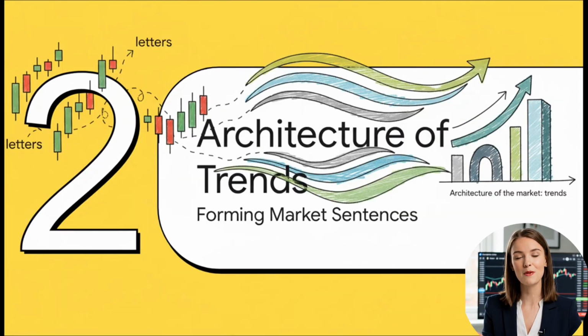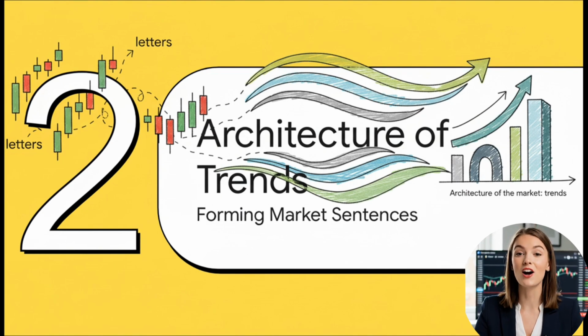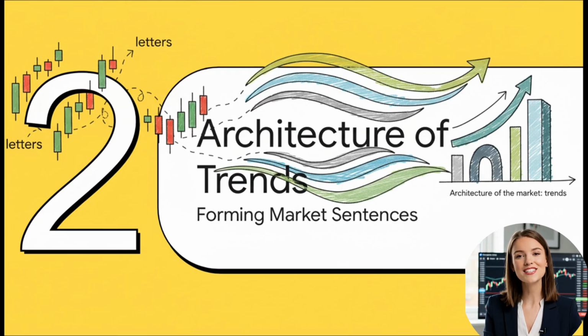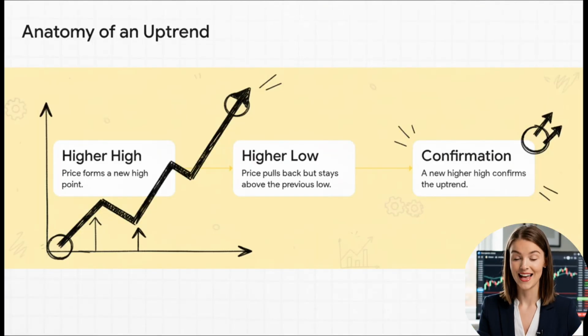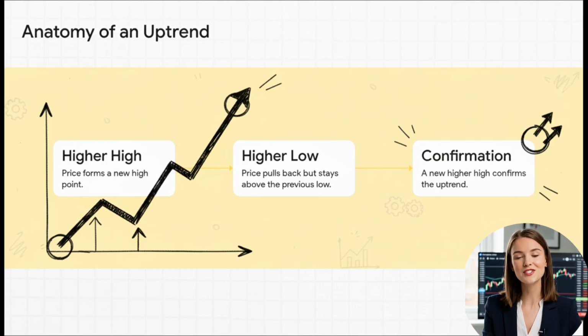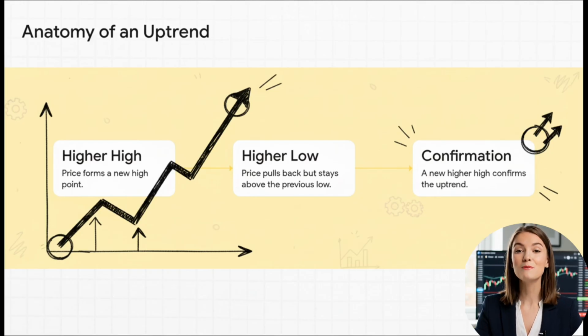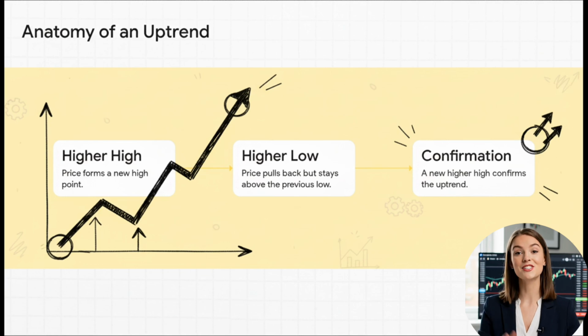Okay, so if single candlesticks are our letters, what happens when we string them together? Well, we start forming sentences, and those sentences create the entire architecture of the market: trends. An uptrend has this really simple, kind of beautiful rhythm. First, the price pushes up and makes what we call a higher high. Then it takes a little breather and pulls back. But, and this is the most important part, it stops above the last low point, creating a higher low. The moment it pushes up again and breaks past that first high, boom, the uptrend is confirmed. It's just a repeating dance of steps.